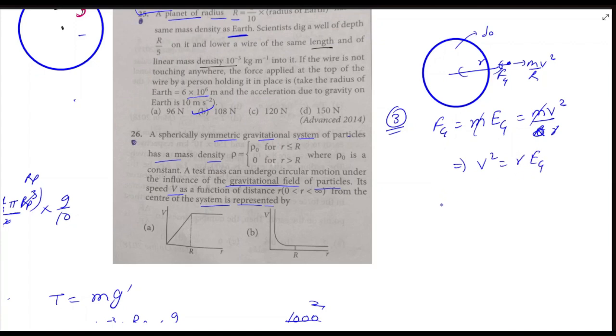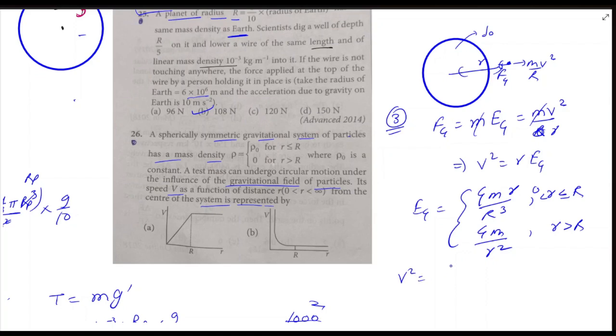Now Eg we know. Eg is what? It was GMr by R cube for r between 0 and R, and for r greater than R it was GM by r square, right? So v square, we just have to multiply with r, so we'll get GM r square by R cube for r between 0 and R, and it will be GM by r, right, for r greater than R.